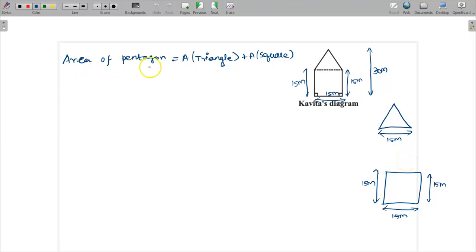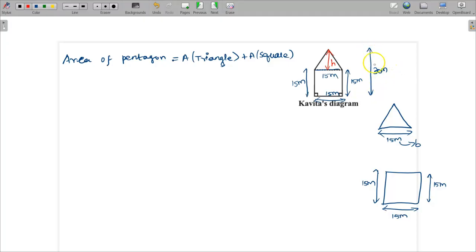So I can write the area of the pentagon, it is equal to area of a triangle plus area of a square. So in order to get the area of a triangle, we know that it is half into base into height. Here the measurement is 15 meter. So definitely this part also will be 15 meter. So base is given by 15 meter and we require the height. So height is not given directly. So we need to find out the height of the triangle in order to apply in the formula.